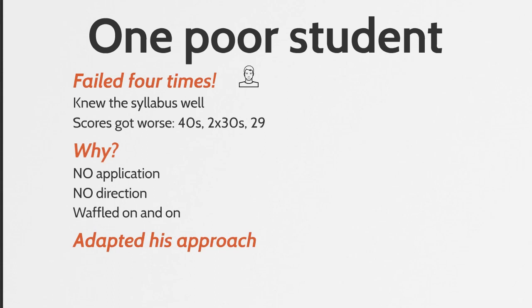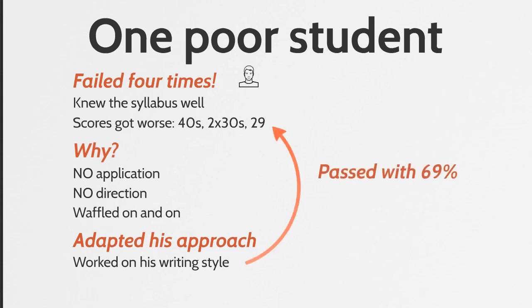But by working with them and helping them to adapt their approach using these writing styles, it transformed their question planning, it transformed their writing technique. In short, it transformed their entire approach to answering the questions in the exam. And after they'd worked on their writing style, they were actually able to pass the next time, the 5th attempt, with 69%. An enormous increase on the 29% that they'd got the last time they had attempted it.